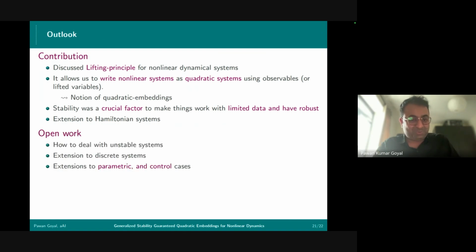A lot of work needs to be done. That is, how to deal with unstable systems, because sometimes we have a system which is unstable, and if you impose the stability constraint, then it's not correct. It can happen with flow problems, like flow past a cylinder, where we have two unstable eigenvalues. How do we deal with that? How do we extend this whole framework to discrete systems, parametric cases, and control cases? We have already done some work for control, but a lot of work for discrete and parametric systems needs to be done.